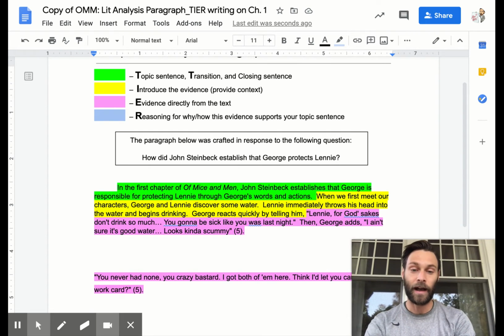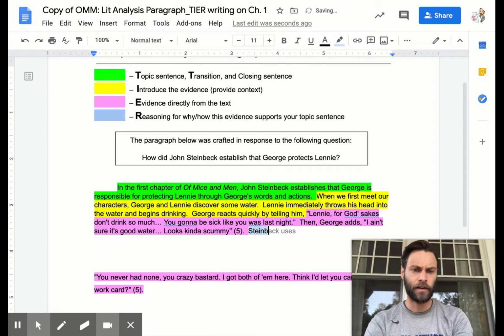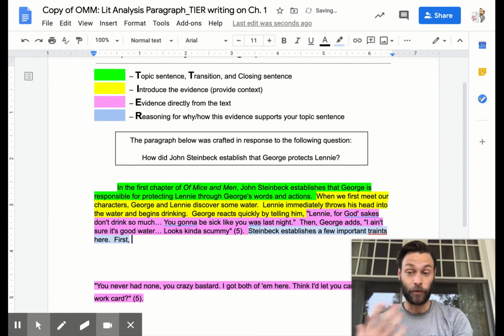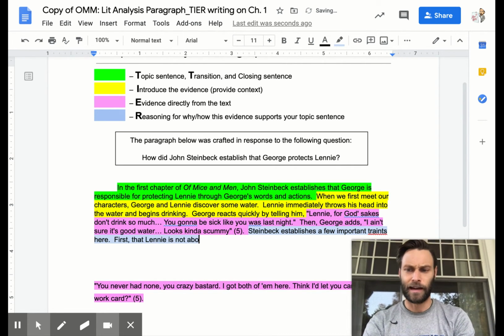So now I'm going to go ahead and put this right on the author. So I'm actually going to begin with the author. So I'm going to start with Steinbeck. I like the word establishes. I think that's a good thing, especially early on. So a few important traits here. First, actually, I think we've got a lot that we can unpack in this moment. First, that Lenny is not able to control his impulses because he throws his head right underwater.